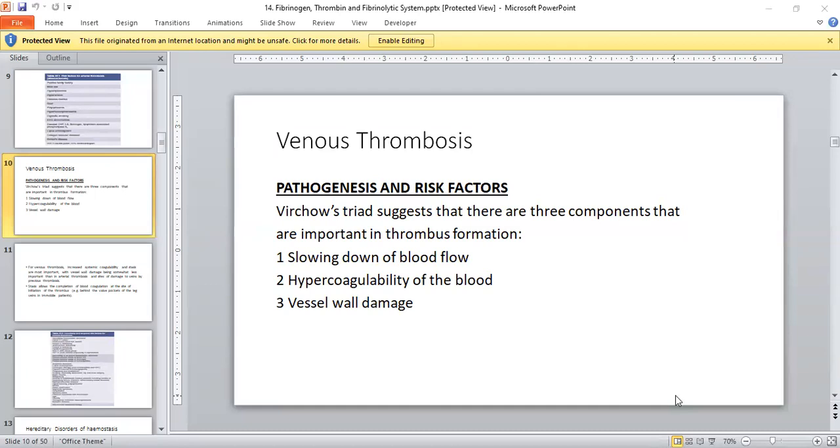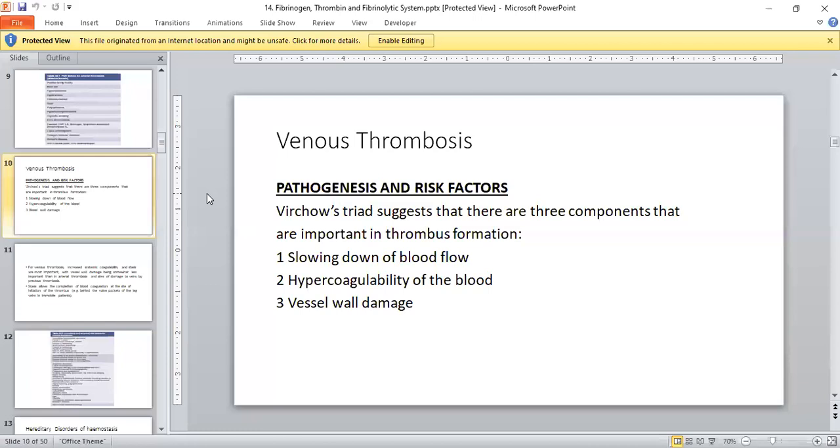You can have arterial thrombosis or venous thrombosis. So we start with venous thrombosis. There's this thing called Virchow's triad. Virchow's triad are the things that are involved in thrombus formation, and there are three. These ones we need to memorize, they're important.